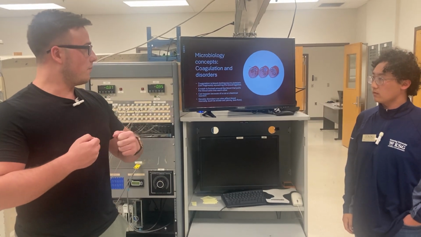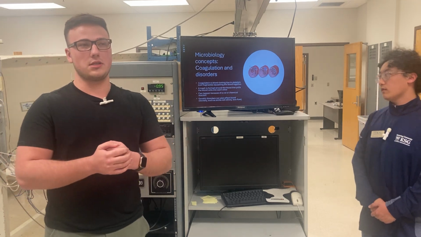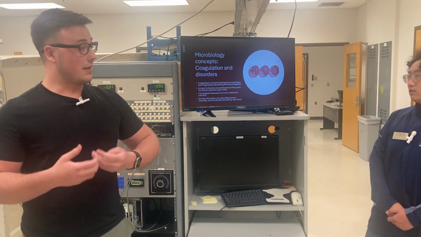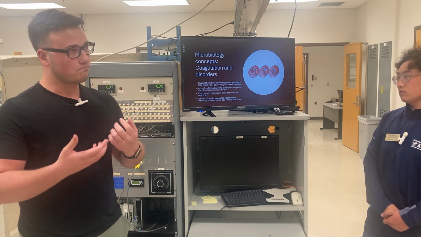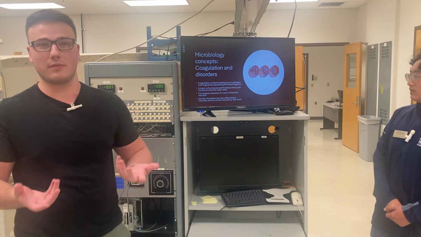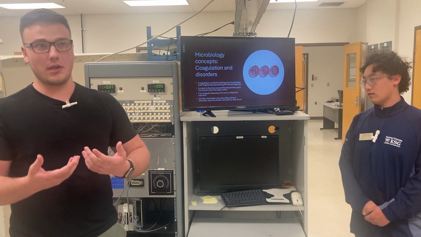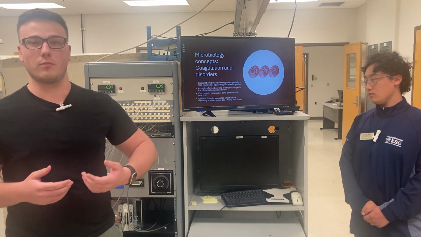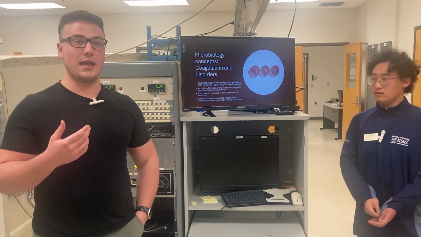You can go on. So now to get into the other microbiology concept that will also change blood viscosity: coagulation. This is a concept that is a lot of the reason why life exists, because it's a counter to any type of cut or damage to your body and can help stop that.